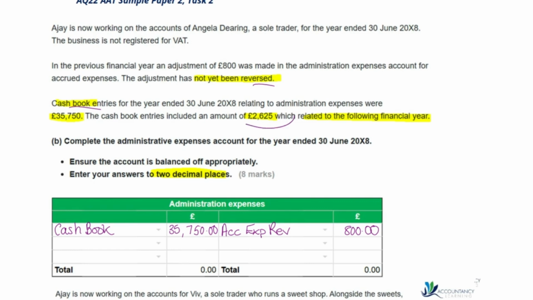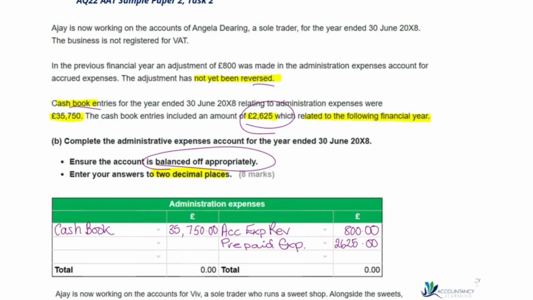Now we need to deal with the 2,625. So that's been prepaid to the next financial year. So we're going to be crediting our administration expenses because they don't belong in this year. And that will then reduce the balance. And now we need to ensure that it's balanced off appropriately.